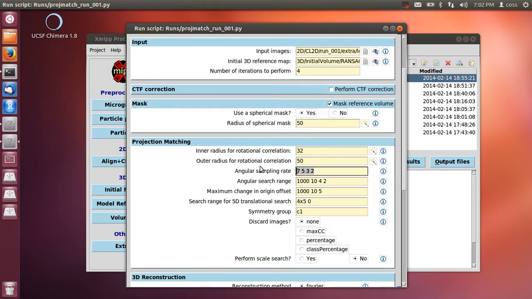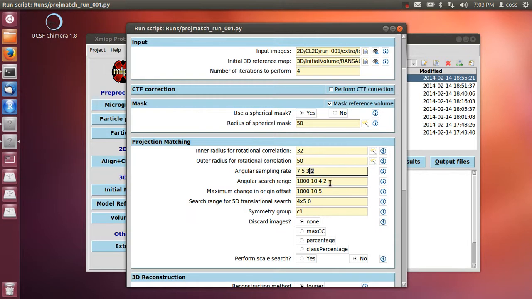Okay, so now, how you will compare your images. You have experimental images, and they are compared to the reprojections of your volume. So in the 4 iterations, in the first iteration, the volume will be projected every 7 degrees and compared to the experimental images that you have. Then in the second iteration, it will be projected every 5 degrees, then every 3 degrees, every 2 degrees. So the angular sampling becomes finer and finer.